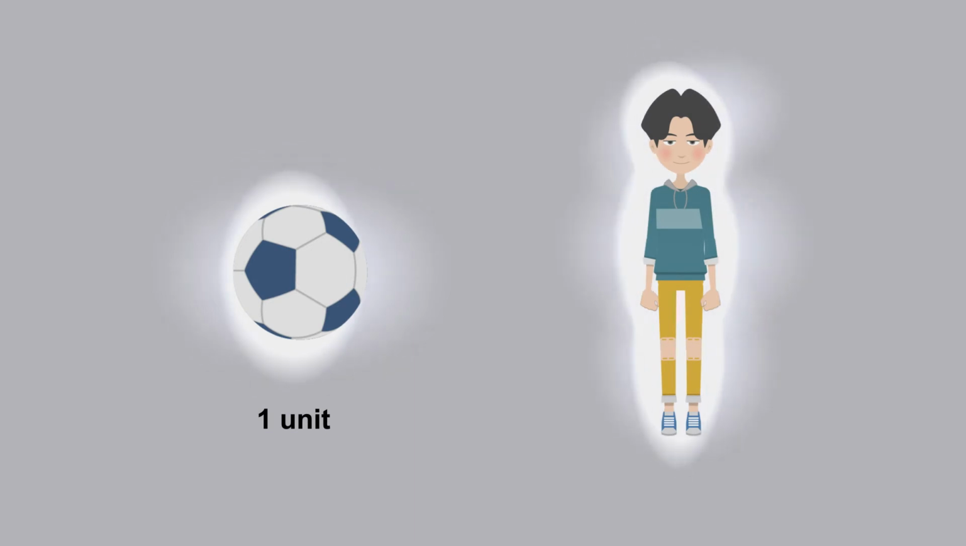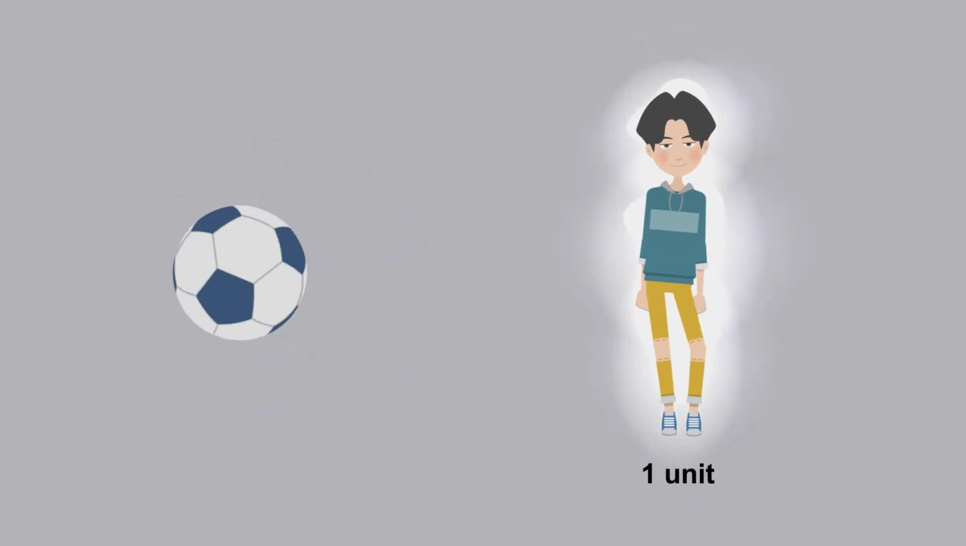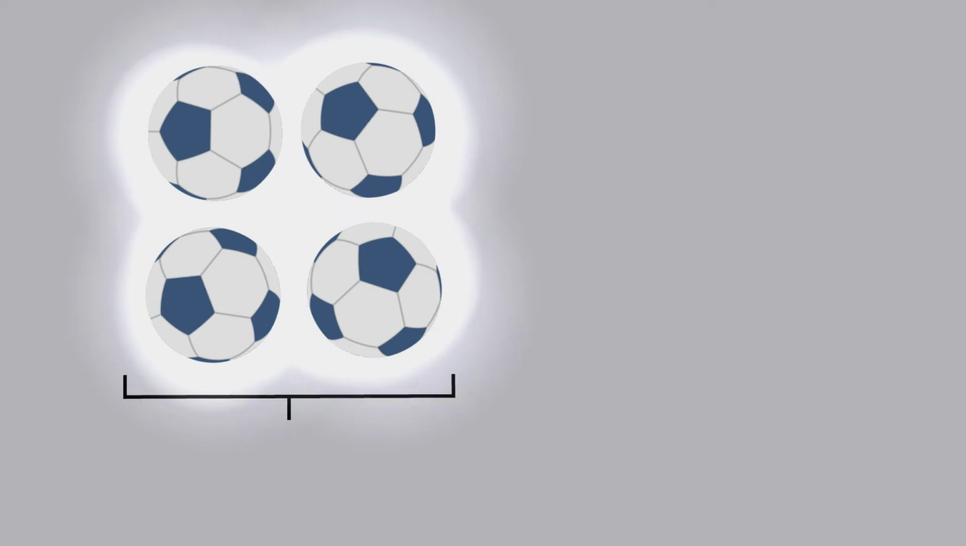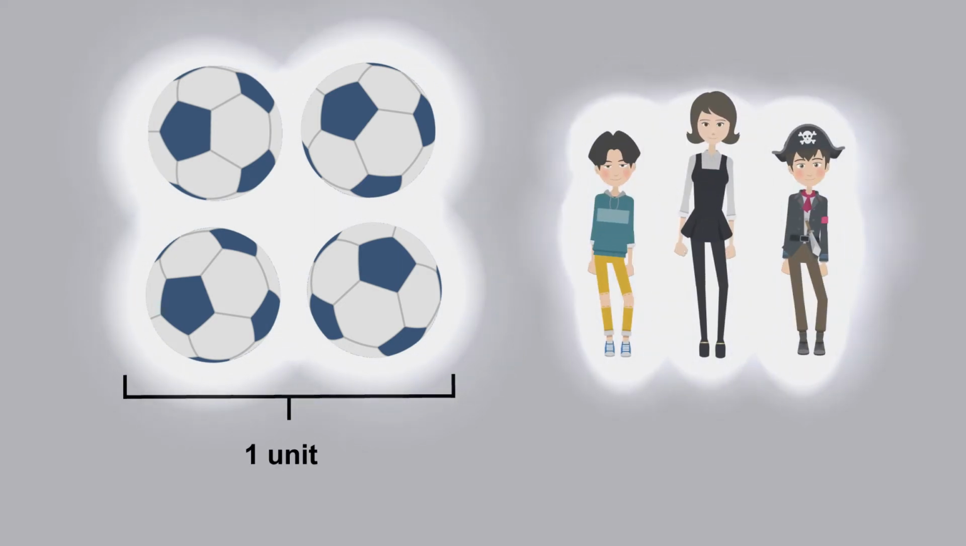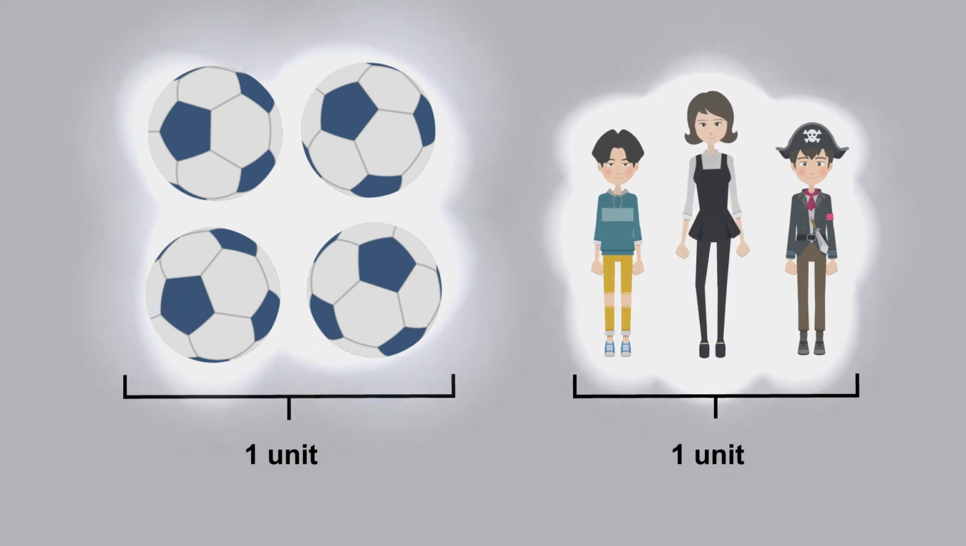If we impose the unit on a football, we can say that this is now a unit. If we impose the unit on this human being, we can say that this is a unit. We can also assign several things to become a unit. For instance, these 4 footballs are a unit. Those 3 people can be called a unit. Now let us look at how we can build a coordinate system with the help of the unit.